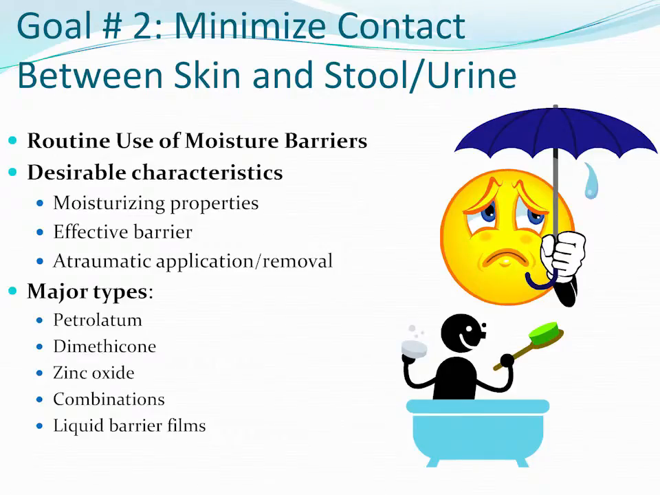So what's currently out there? Well, we have petrolatum-based products, dimethicone-based products, zinc oxide-based products, combination products, and liquid barrier films. What's best? There is no one best product. You want to be aware of what the features of this type of moisture barrier are, and how that translates into when I would use it? So let's look at petrolatum-based products.